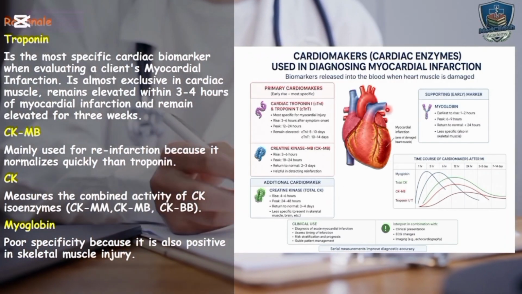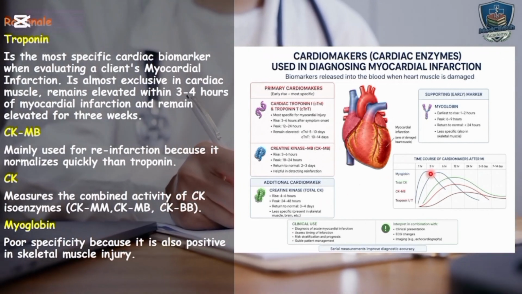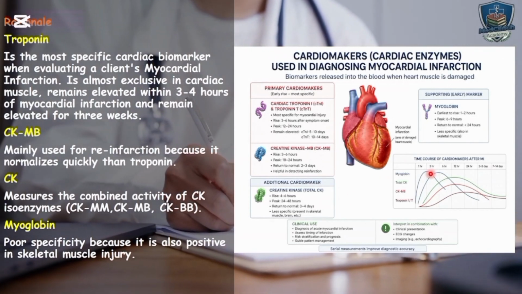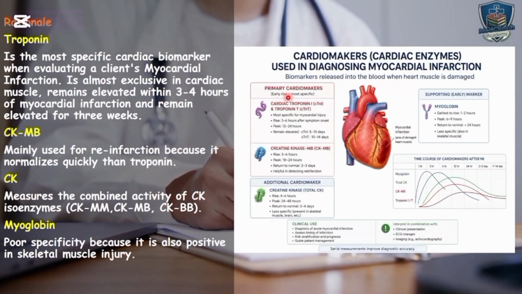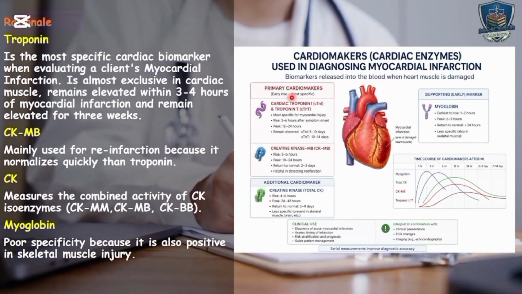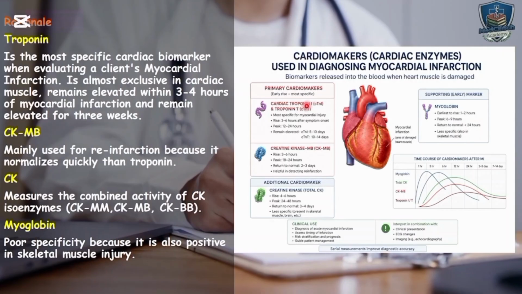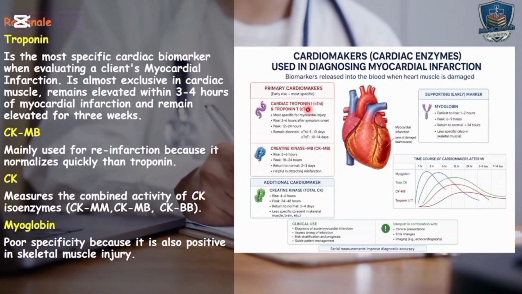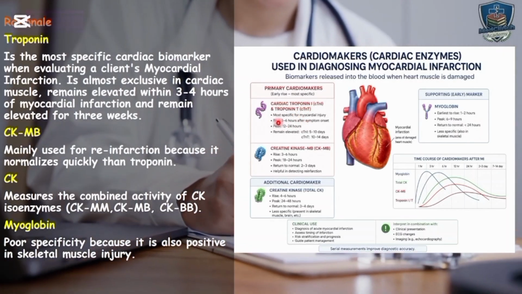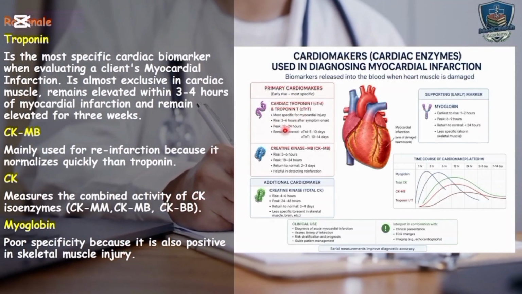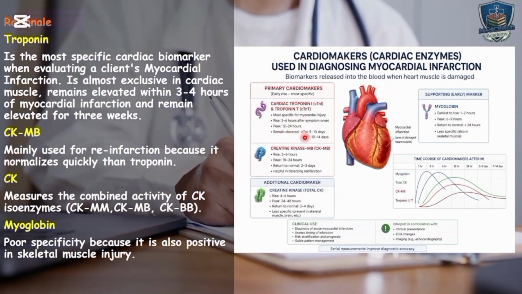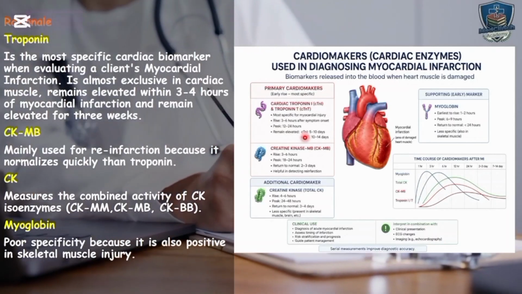So I have derived an image that we can see for better understanding. We can see our heart in the diagram here and various cardiac biomarkers that are being used. You have the cardiac troponin, two types, the troponin I and the troponin T. We know this one is the best one because it's specific to the myocardial injury, and it also tends to remain elevated for a longer period of time compared to the other cardiac biomarkers.